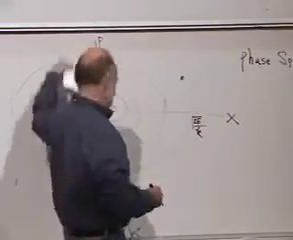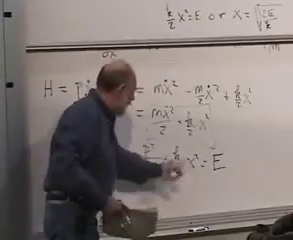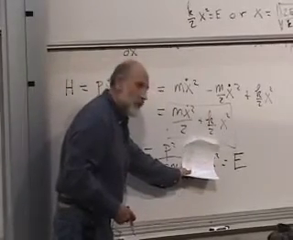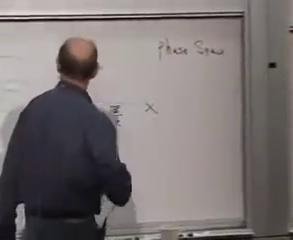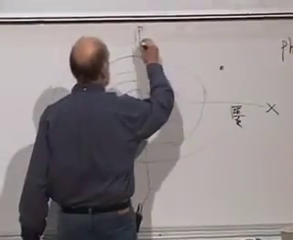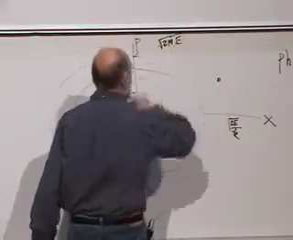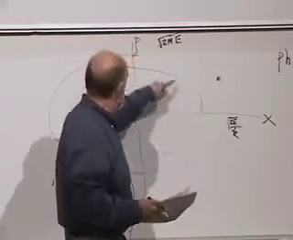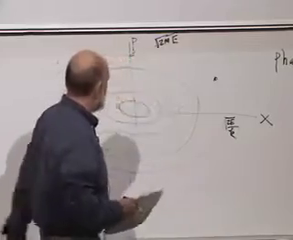What about the p-intercept here? You do the same thing. The p-intercept is where x is equal to 0, and we just solve for p squared divided by 2m is equal to E, and that's p is equal to the square root of 2mE. So the x-intercept is the square root of 2E over k. The p-intercept is the square root of 2mE.